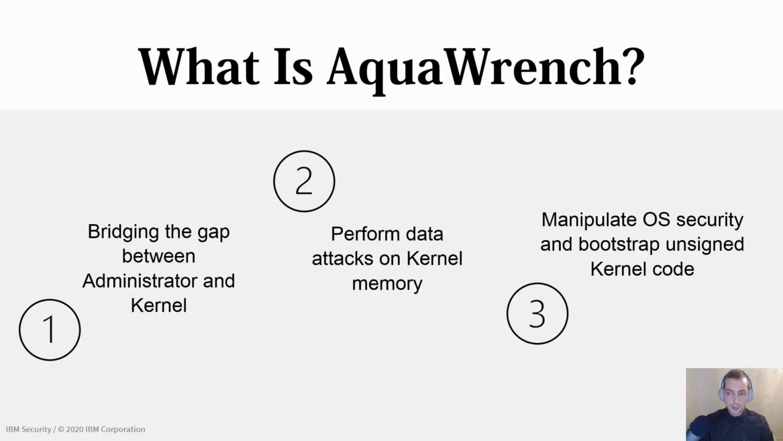So AquaWrench, what is an AquaWrench? Even me, I'm not totally sure. But essentially, AquaWrench is a bridge that I've built between admin users and the kernel, right? AquaWrench allows the operator to perform data attacks on kernel memory, kernel structures, and all of that. And by doing that, AquaWrench can manipulate OS security and bootstrap unsigned code into the kernel.